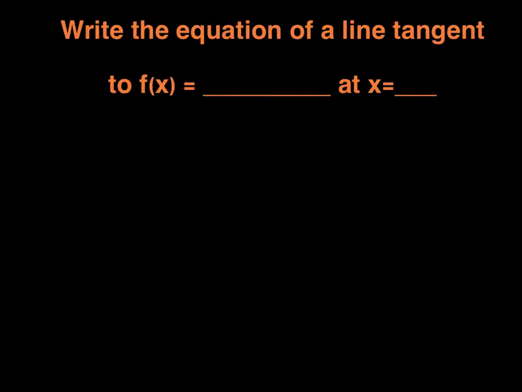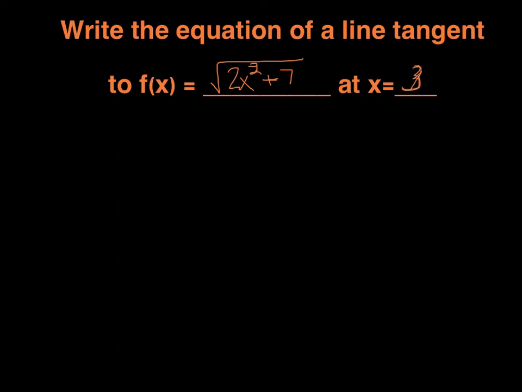Okay, here's our first live example, and we're going to try to put everything we just talked about into practice. Let's say they gave us a random function, f of x equals the square root of 2x squared plus 7. And they want us to write the equation of the line tangent to that curve at the point when x equals 3.